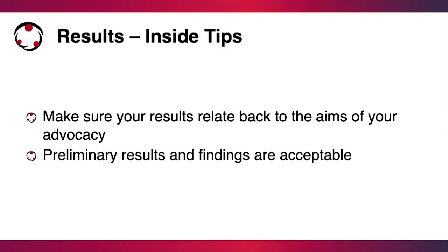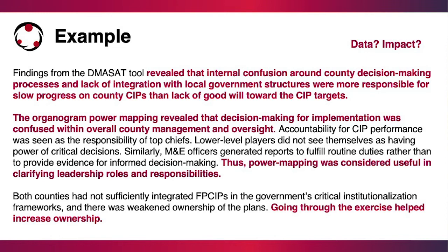An insight tip for this section is to make sure the results that you are reporting relate back to the aims of the advocacy activity that you mentioned in the intervention section. We also get a lot of questions about whether preliminary results and findings are acceptable, and they are. You should include as much detail on the results and findings as you have presently, and maybe mention what you expect to be able to report on by the time of the conference. I will give you a few seconds to read through this example and reflect on how it covers the elements that we just discussed.